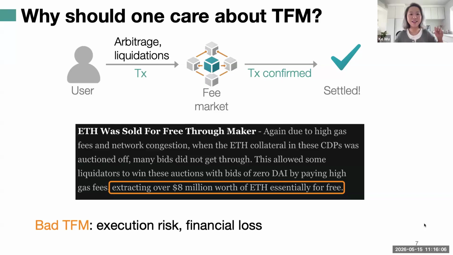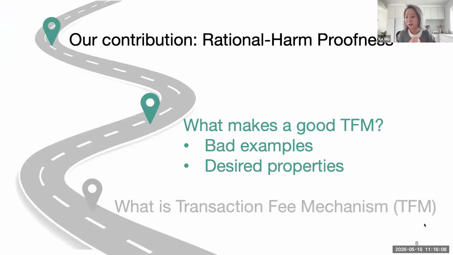Now let's move to our next experiment. Yes, we want a good transaction fee mechanism, but what do we mean by good? To understand this, I will walk over some bad examples. We will identify the attacks or failure modes there, which hint at the desired properties we want.